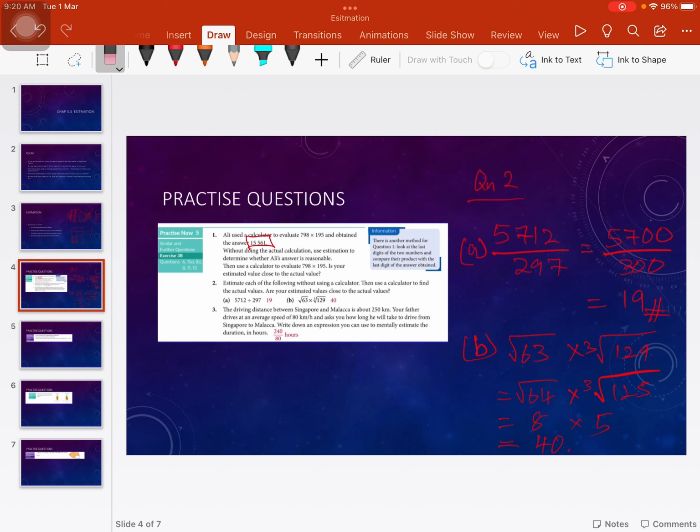Okay, very similar questions will appear in your workbook, so please take this as an example, okay, and you should be able to do your workbook examples, right? Okay, so let me go on to question number 3.